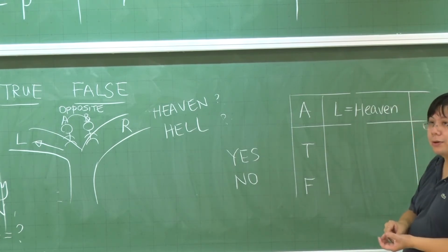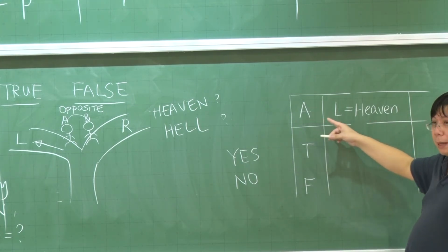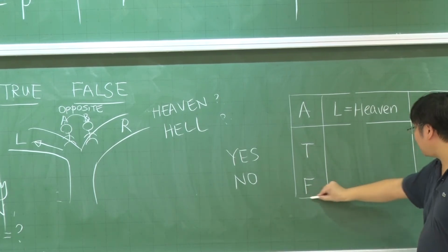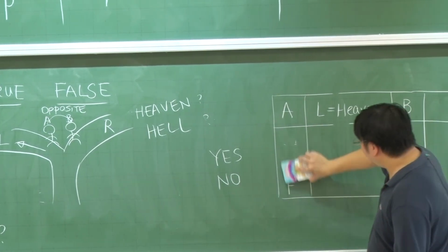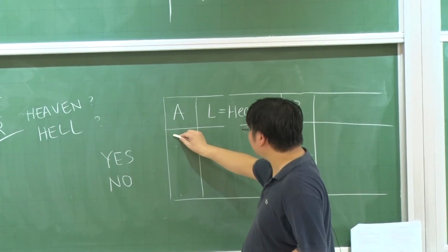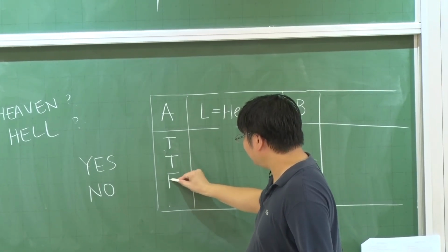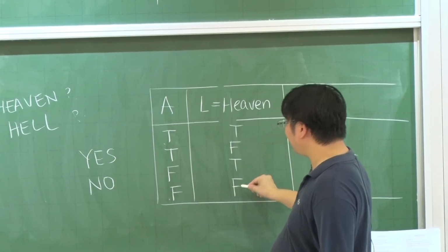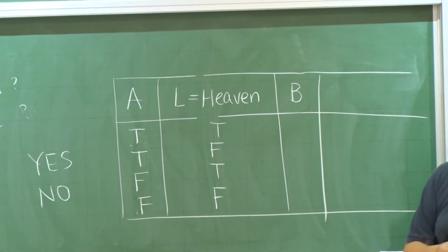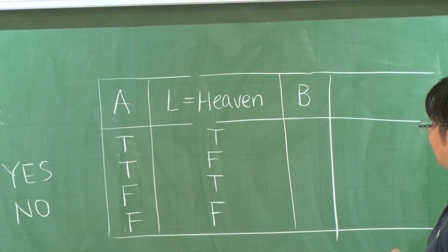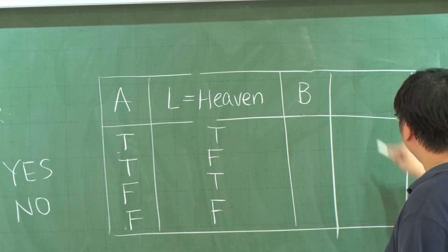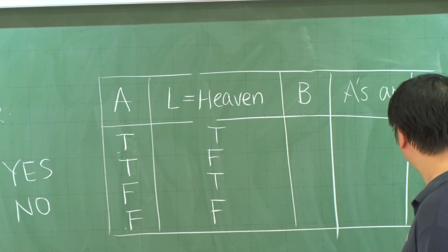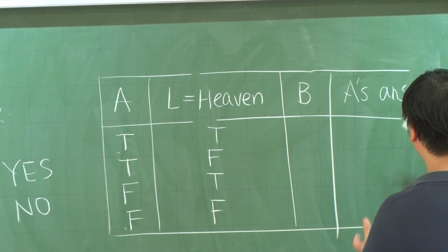Now, why don't I write down B here? Because B is actually dependent on A. If I know what the type of A is, then I know what the type of B is. So there are four cases that we should look at: true, false, true, false. It's the truth table. So these are the relevant cases that we should look at.